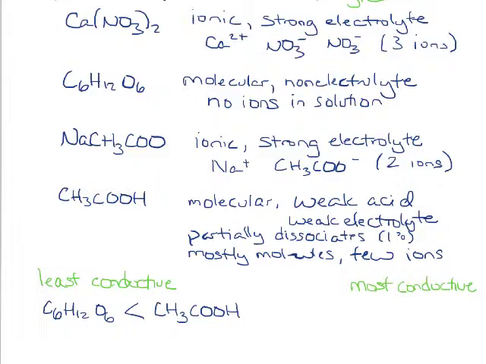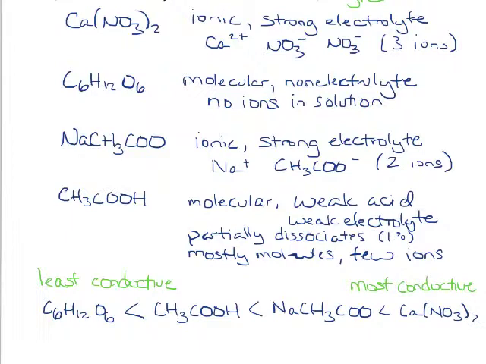Then moving on, the next two things I have were my ionic compounds. So they're both strong electrolytes. They're both very good at conducting electricity, but I've got something that breaks apart into 3 ions, my calcium nitrate, versus something that breaks apart into only 2 ions, my sodium acetate. Since the sodium acetate only breaks into 2 ions, it's going to conduct slightly less electricity than my calcium nitrate, which is breaking apart into 3 ions.